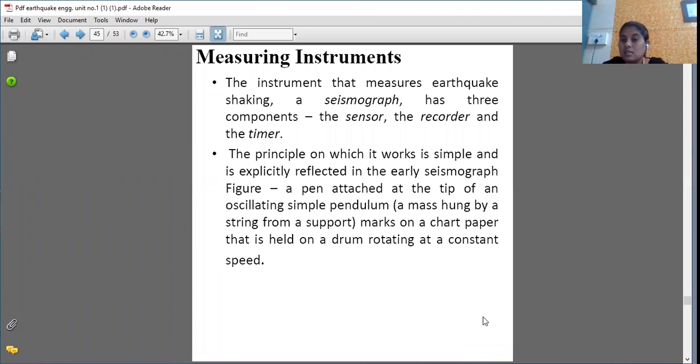So in this way, these three components are very important for a measurement instrument like a seismometer: the sensors, the recorder, and the timer. And these are the three components. Okay. So in this way, this is a short introduction about the seismometer.